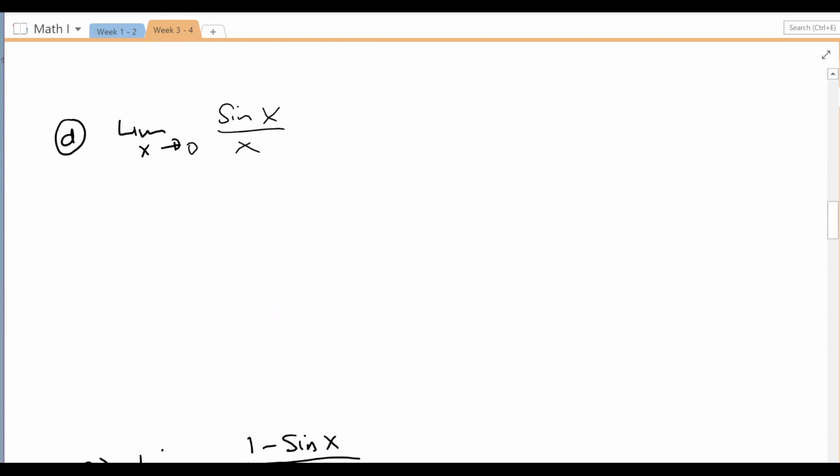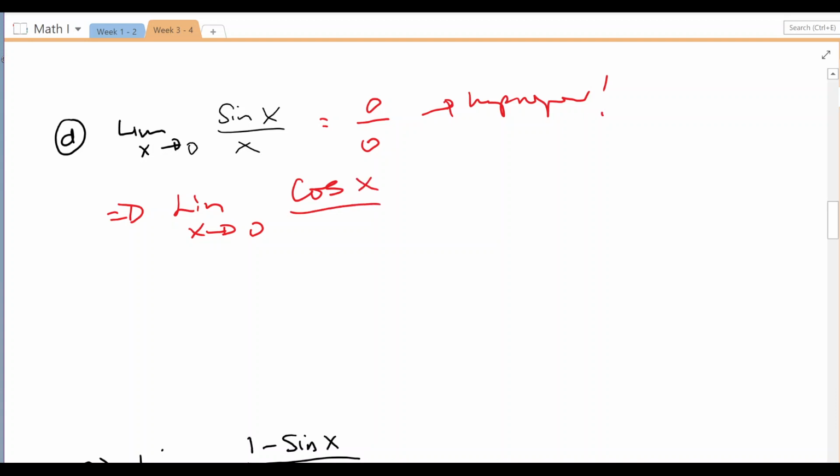For the next question, limit of sine x over x as x approaching 0. If we do the substitution, you get sine 0 is 0 over 0, so improper form. So we take the derivative. The derivative of sine is cos x, the derivative of x is 1, and cos 0 is equal to 1. So that's the answer for this problem.